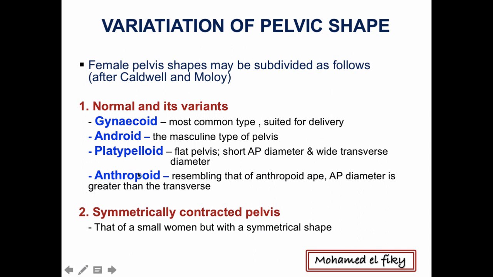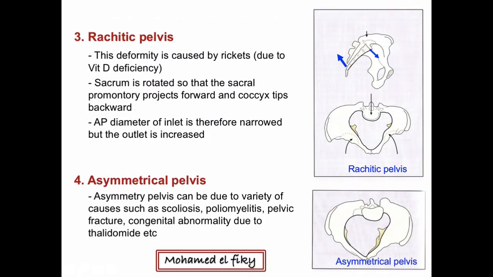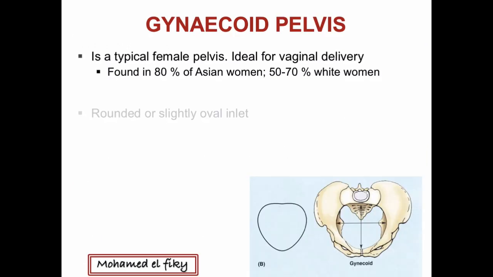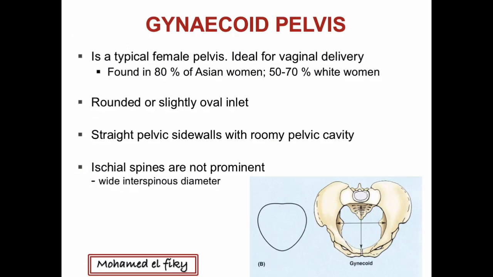Gynecoid, android, platypelloid, anthropoid. Abnormal variation of the female pelvis: symmetrical contracted pelvis, where all diameters are contracted but symmetrical. Rachitic pelvis in rickets. Rickets is a disease due to vitamin D deficiency, so there is some deformity of the pelvis. Asymmetrical pelvis, where both sides are not the same. These are the details of different types of pelvis.